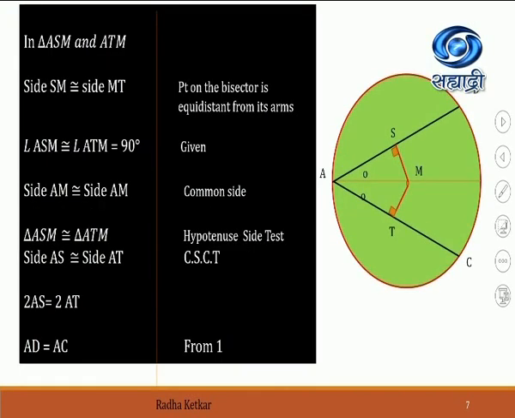So consider two triangles which are formed, triangle ASM and triangle ATM. Side SM is congruent to side MT, because a point on the bisector is always equidistant from its arms. Here you can see DAC is the angle. Then we are having the angle bisector which is starting from point A. And the two angles which are formed are congruent angles because it is the angle bisector.